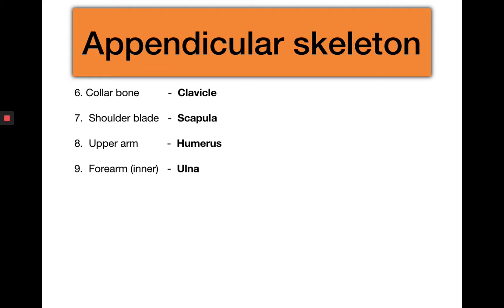And then 10 is pointing to our hips. This, for the time being, can be called pelvis or pelvic girdle. And then 11 is pointing to that other bone in the forearm on the outside that goes to the thumb. So the outer bone, or the most lateral bone in the forearm that goes to the thumb, is called radius.